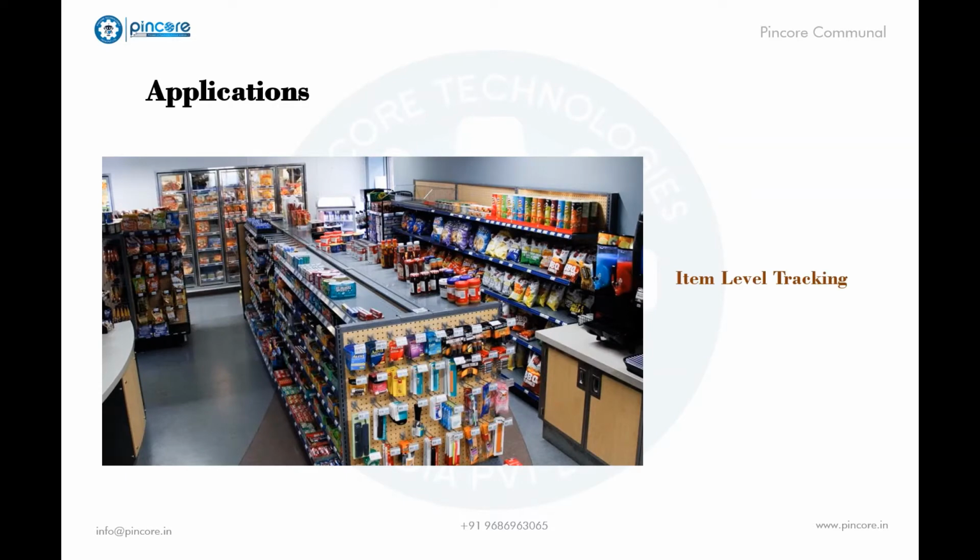The next application is item level tracking. Tracking assets at the item level is beneficial across a broad cross-section of industries, but the retail sector has one of the highest ceilings in terms of opportunity from the use of RFID.